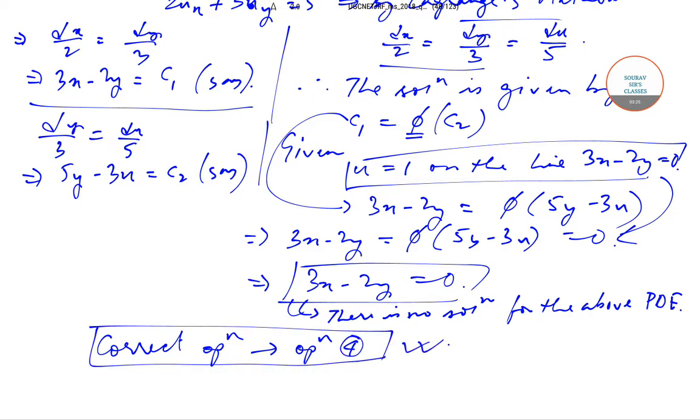So today we have solved question number 45 from the CSIR UGC NET question from the June 2018 paper. We'll be solving the next questions in the subsequent videos.